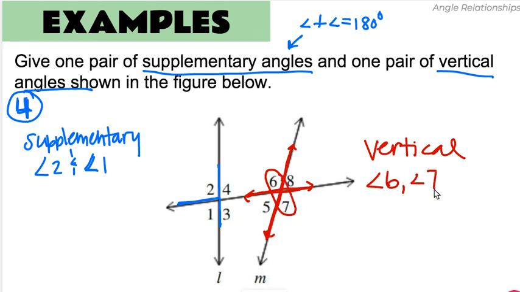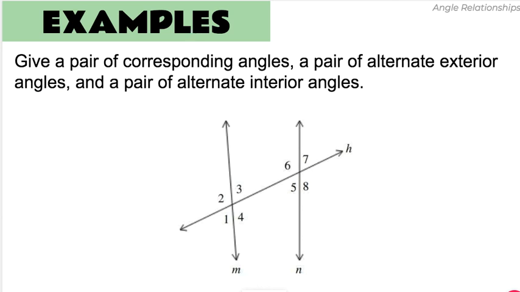Oh, look, there's two opposite angles. Angle 6 and angle 7. They're opposite, which means they're vertical. You could have also said 8 and 5 were opposite angles or vertical angles. 2 and 3 could be vertical. 1 and 4 could be vertical. There are 4 different options that you could have had. Okay, not too bad. Number 5, give a pair of corresponding angles.